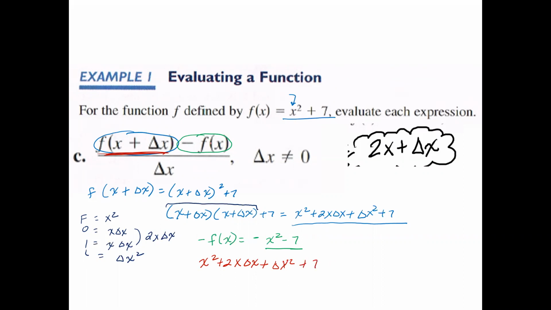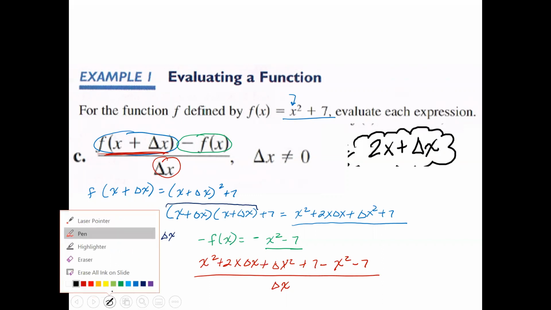And then minus f of x, so that's going to be minus x squared minus 7, and then bring it all together all the way over delta x, and that delta x is right here. So don't forget your denominator. Now you get to go ahead and cancel some of the stuff here.